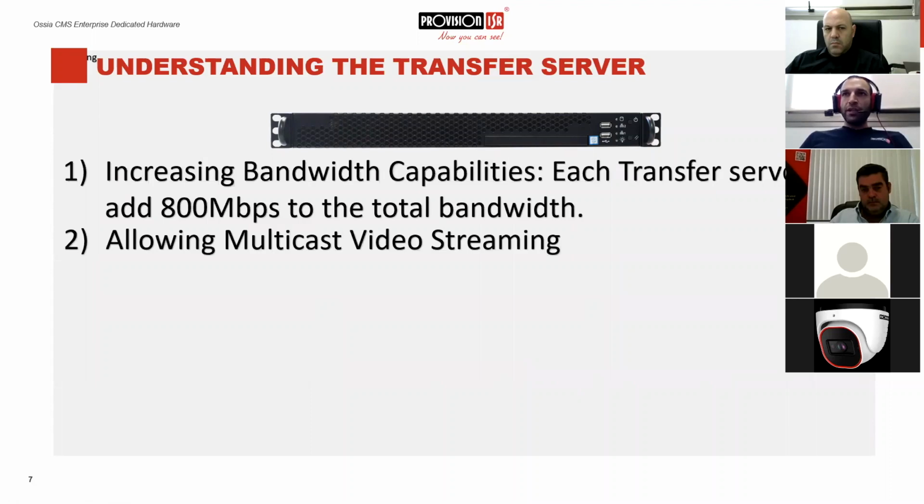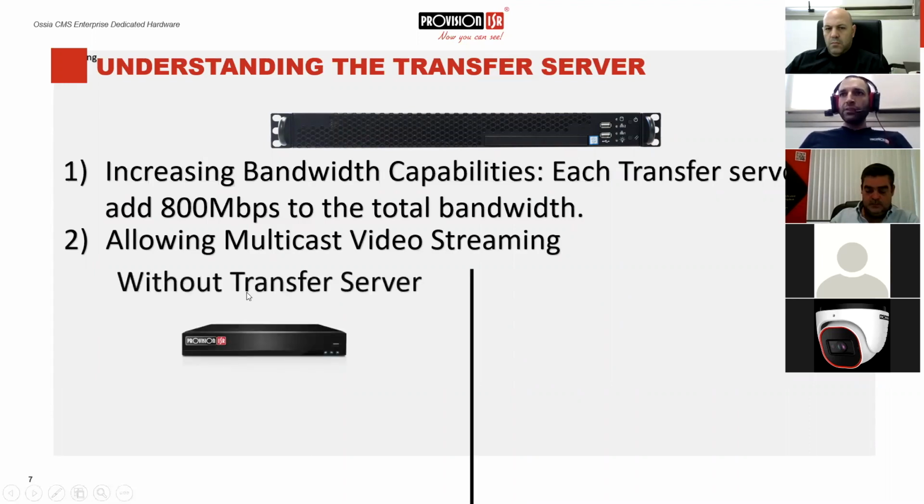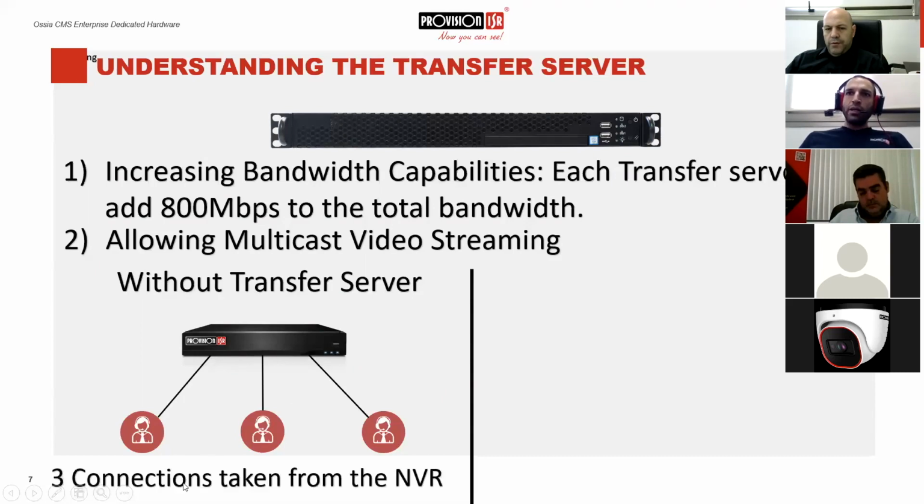The second task is allowing multicast video streaming. What does it mean? It means that without a transfer server, we have our NVR. Once 3 users connect to the NVR, 3 connections are being taken from the NVR. Some NVRs support 5 users, some support 10 users, some support 15 users, but still it's not enough when we're talking about CMS, where we can have 10, 20, 30 users connected to the system. So we must allow multicast.